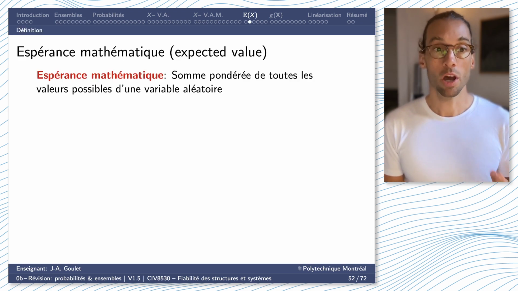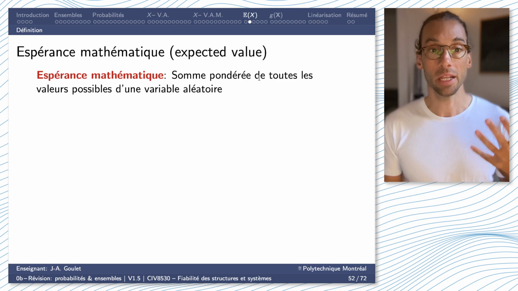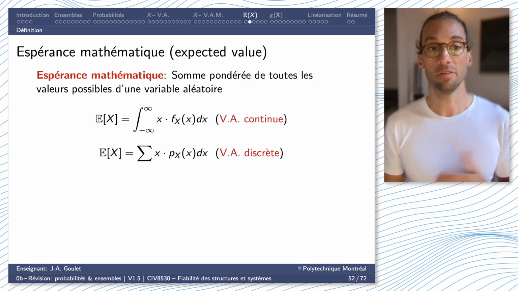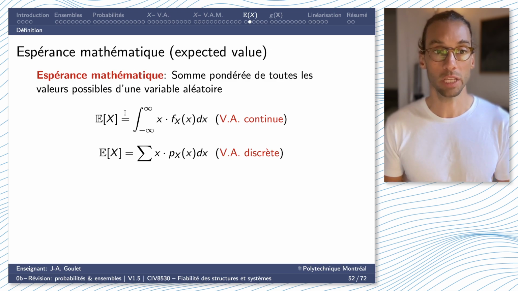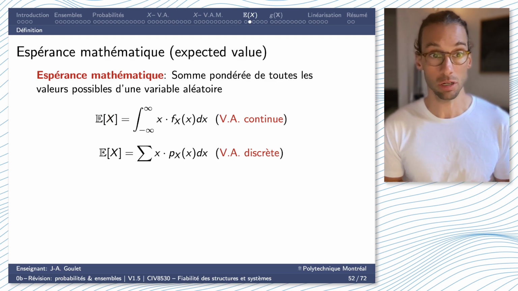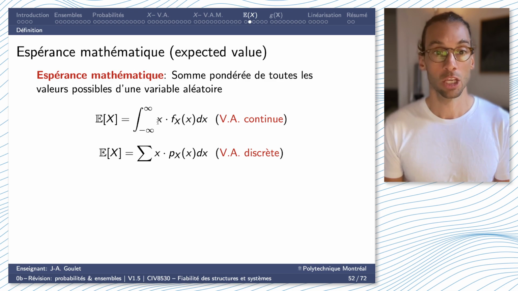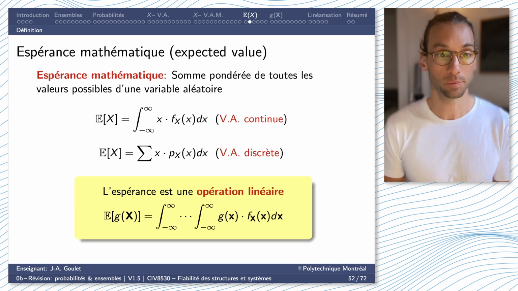So first, what is a mathematical expectation? It is the weighted sum of all possible values of a random variable. In the case of a continuous random variable, the symbol E denotes the expectation. So the expectation of x is going to be the weighted sum of the possible realizations, lowercase x, times their probability density of occurrence. We integrate over all possible values x. In case we have a discrete variable, we're going to simply replace that integral by a sum.